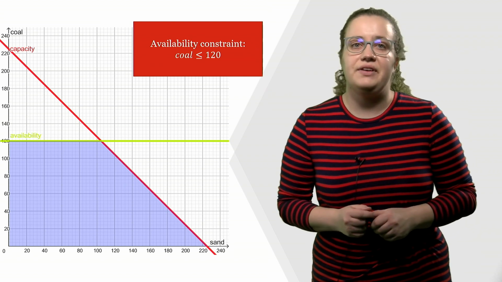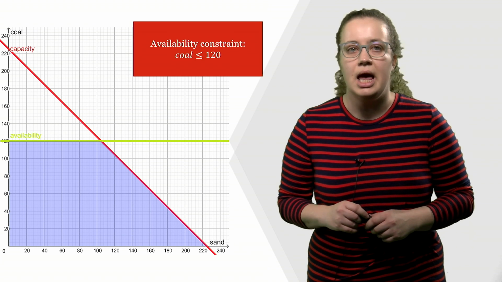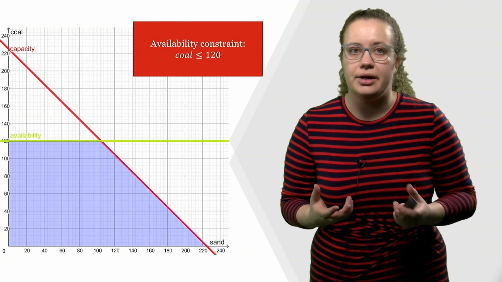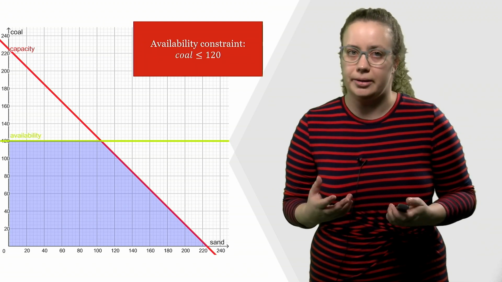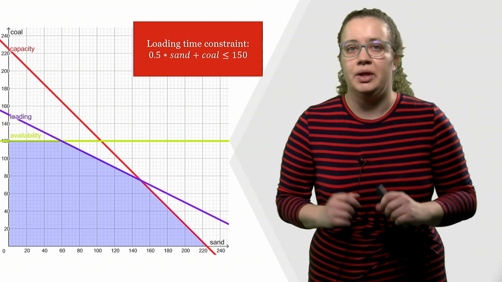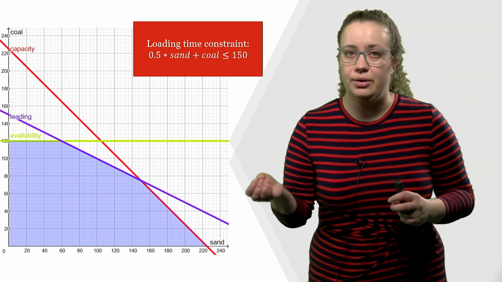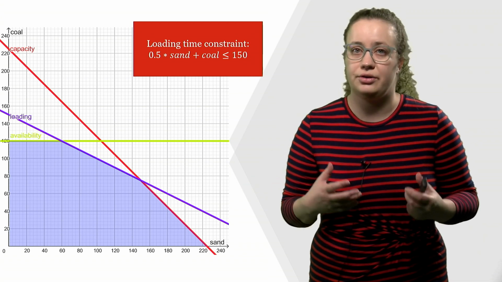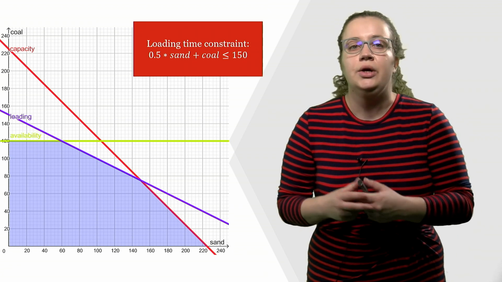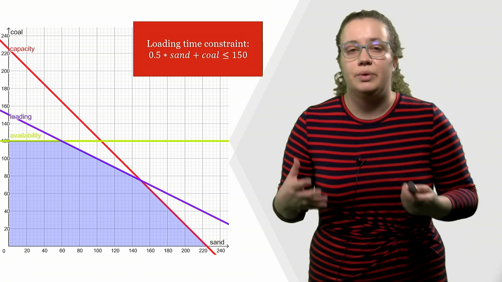Secondly, we're putting in the availability constraint. We're saying coal has to be less than or equal to 120 tons. As a result, you can see that this shaded blue area, which we call the feasible area, is shrinking. It's getting smaller. Now we're going to put in the third constraint, the loading time, which says 0.5 times the amount of sand that we're shipping plus the amount of coal that we're shipping has to be less than or equal to 150. 150 is just 2.5 hours if we look at it in minutes, which once again reduces this feasible area.